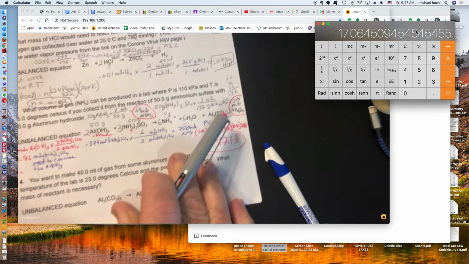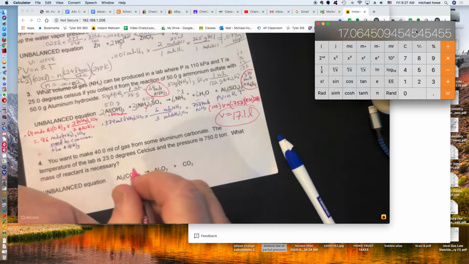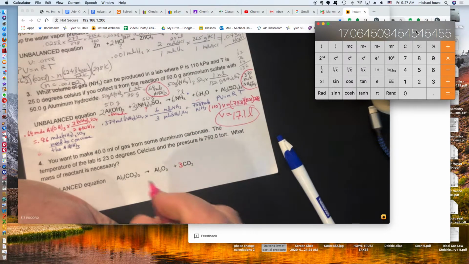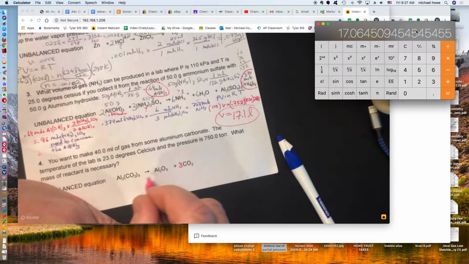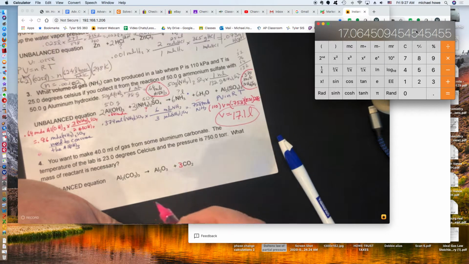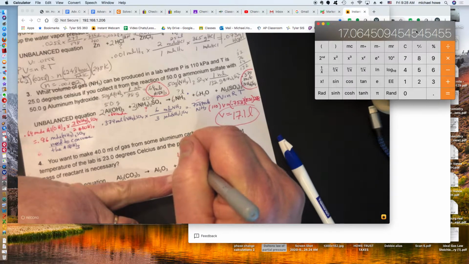All right, now the last question. You have to balance the equation again. So you've got 3 moles of that because there's a 3C, or you have to put a 3 here to get 3 carbons to match that. The oxygens, you've got 3 plus 3 times 2 is 9, and 3 times 3 is 9, so that's it. It's balanced. Okay, you want to make 40 milliliters of gas. That would be this carbon dioxide.